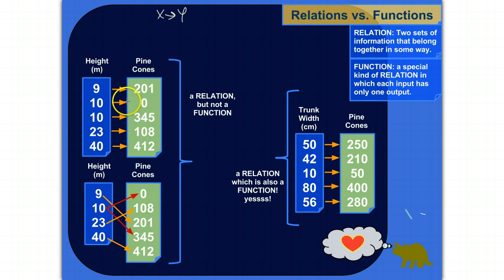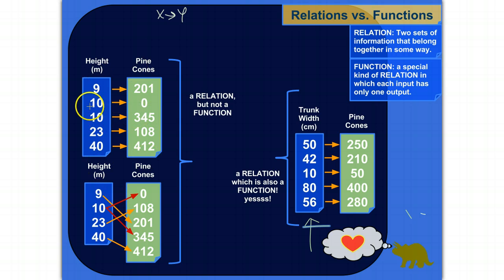A function is a relation, but it is a special kind of relation. The rules are a little bit stricter for a function. In a function, each input, or the numbers on the left usually by convention, has only one output, or only one number associated with it. What prevents this relation over here from being a function is that the number 10 is associated with both 0 and 345.